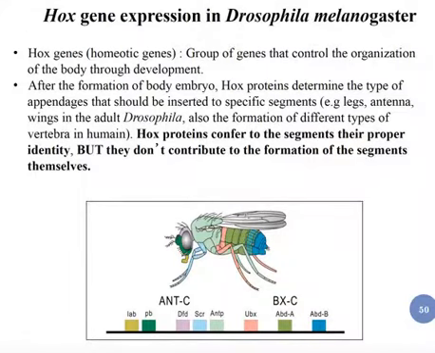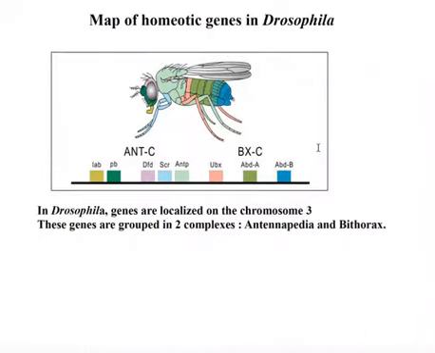Like, for example, they tell the wings that they should be inserted on the second thoracic segment and not the third or the first one, or any of those abdominal segments. And the same goes for the legs. They tell these appendages that they should be inserted on the first, the second, and the third thoracic segments, and ventrally, not dorsally like the wings. So you see the role of these HOX genes.